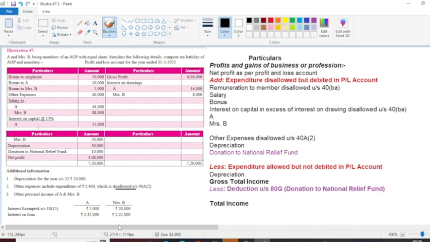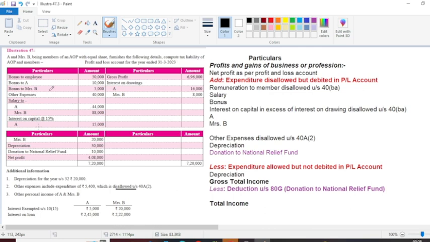And some other disallowed expenses. Other expenses included expenditure of 5,400, which is disallowed under section 40A clause 2. This 5,400 is not allowable as an expense, so we need to add it back to the net profit, and the net profit will be increased.